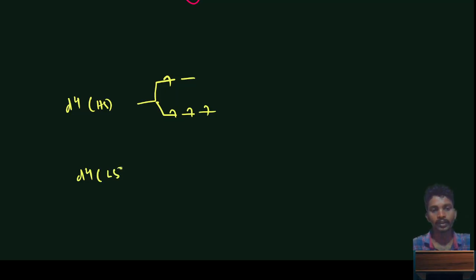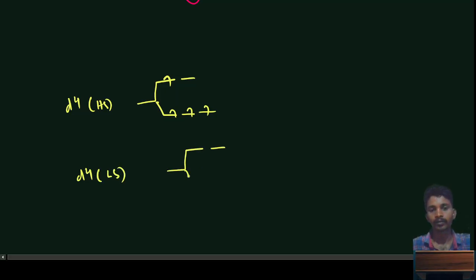Similar case, if I'm talking about a d4, let's say d4 case. For high spin, it is like this: 1, 2, 3, 4. And if I talk about a d4 low spin, then this will be... Where it is high spin and where it is low spin depends on the ligands, as I have told. So if it is low spin, then this is 1, 2, 3, 4.